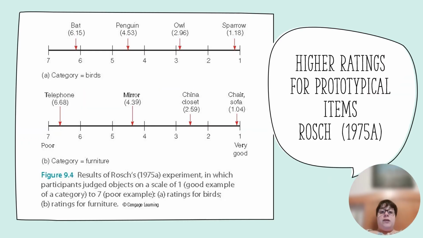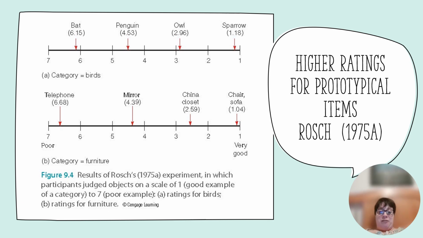Of course, not all birds are like robins, blue jays, or sparrows. Owls, penguins, and buzzards are also birds. So Eleanor Roche describes these variations within categories as representing differences in prototypicality. High prototypicality means that a category member closely resembles the category prototype, whereas low prototypicality means that a category member does not closely resemble a typical member of that category.